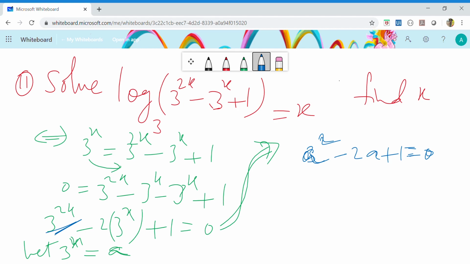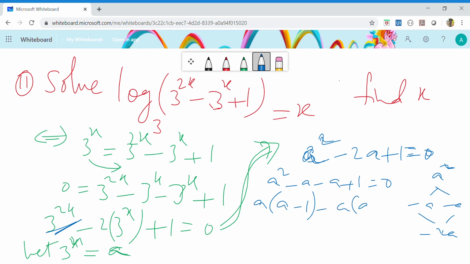By solving this quadratic equation, a square: factors for a square are minus a and minus a, and if you add you will get minus 2a. So it becomes a square minus a minus a plus 1 is equal to 0. So a common, a minus 1, minus 1 common, a minus 1 is equal to 0. So a minus 1 of a minus 1 is equal to 0. A is equal to 1 or 1. So a is equal to 1. Equal roots you got.